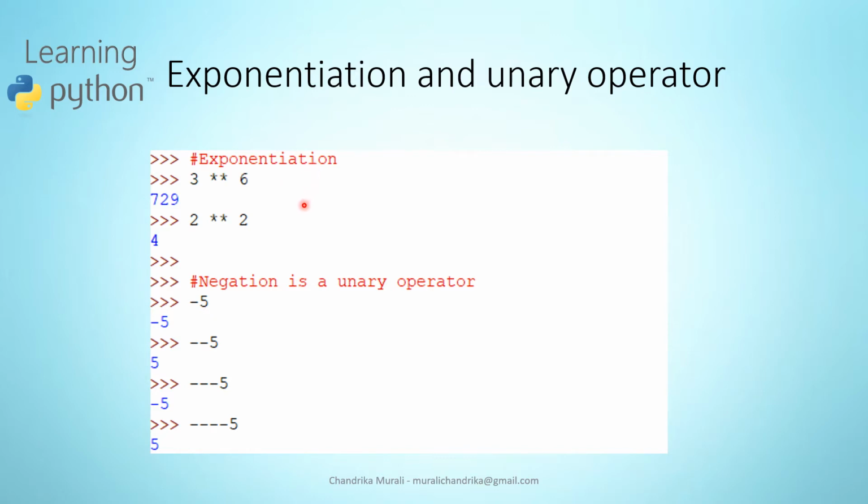Exponentiation operation, that is 3 exponential 6, that means 3 to the power 6. Similarly, 2 to the power 2. We can calculate exponential values like this.